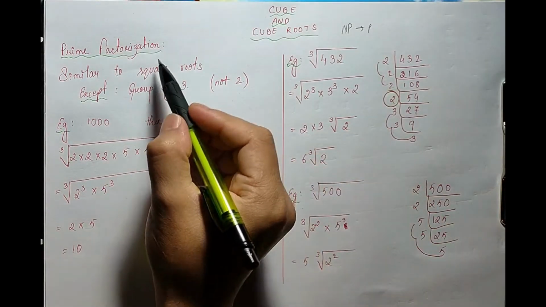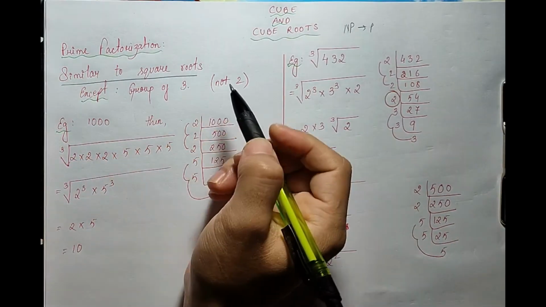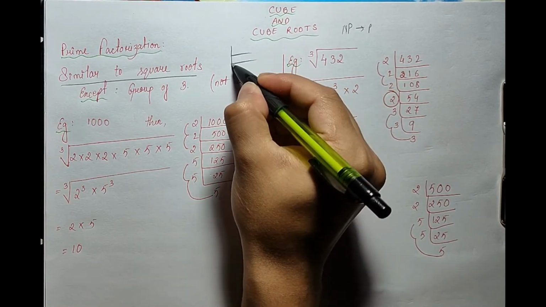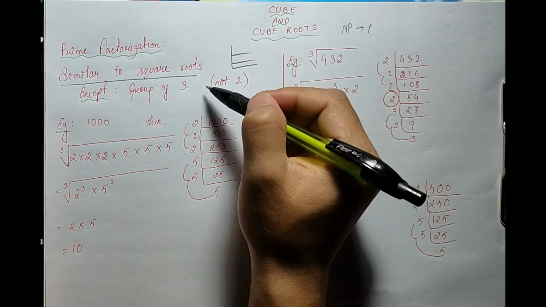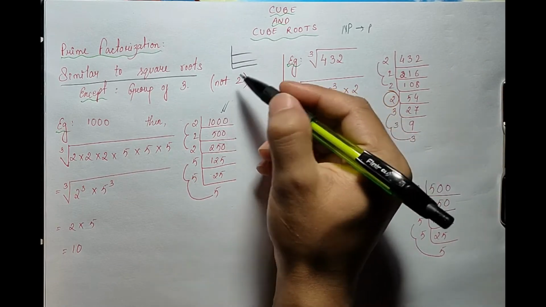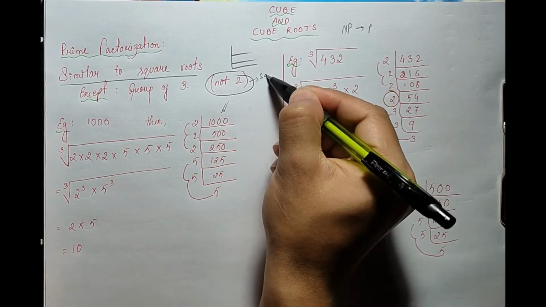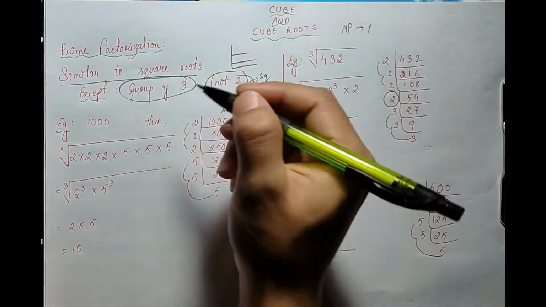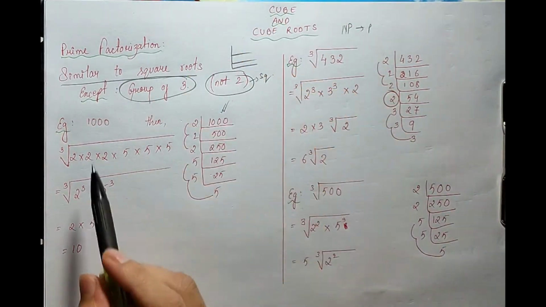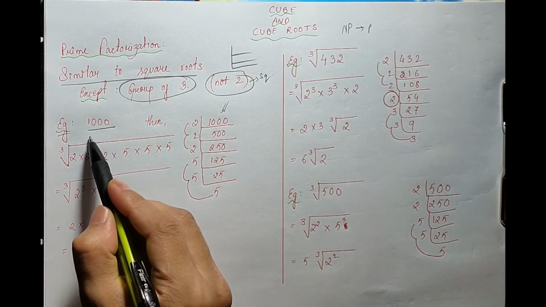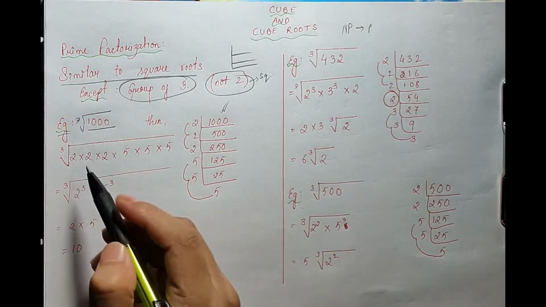Now finding cube root is very similar to square roots. If you remember, for square roots we had to first prime factorize the number. So even here we will prime factorize it. But instead of making a group of 2 as in the squares, we will make a group of 3. That is the only difference. So let's see the first question. Example number 1, 1000. You have to find the cube root of 1000.